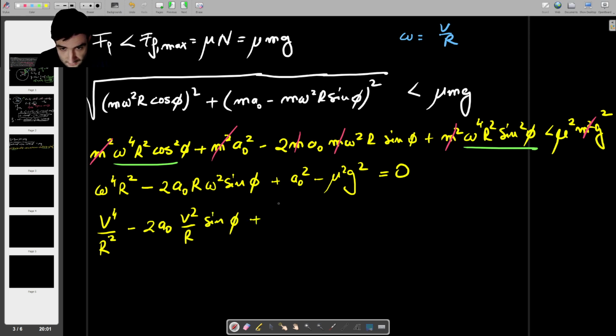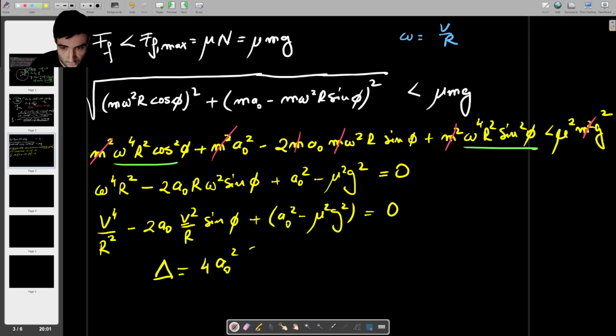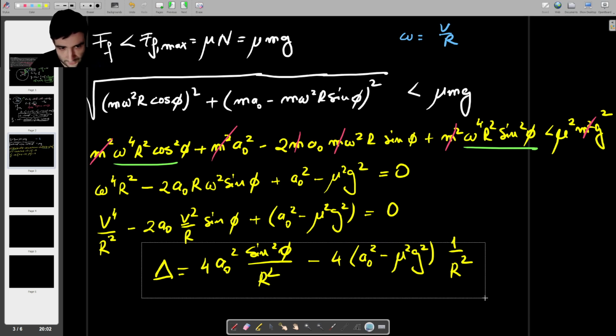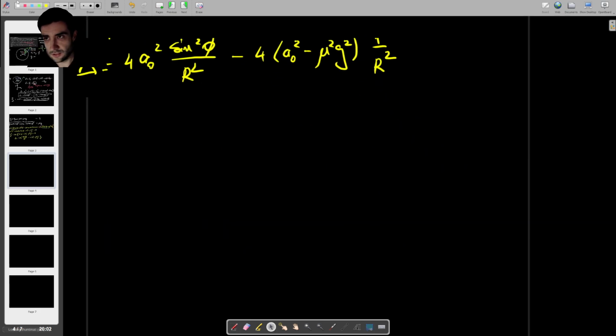And I think that's it. I'm going to put this in a bracket like this, and that's it. Okay, so the next thing I'll do is try to solve this for v squared. So this is a quadratic equation, right? It's a quadratic in v squared, so I'm going to find the discriminant, which is 4a0 squared sine squared phi over r squared minus 4, I have a0 squared minus mu squared g squared times 1 over r squared, like this. Okay. Let's move this to the next page and see what we can do here.